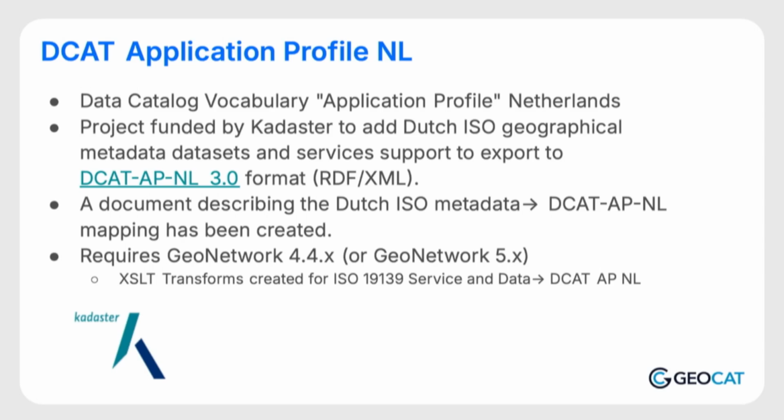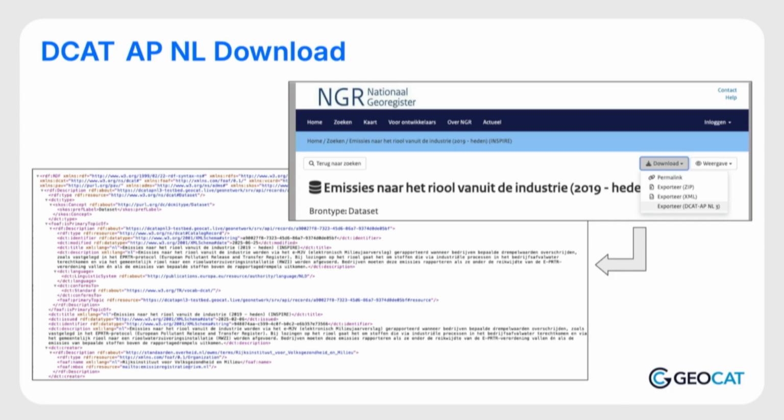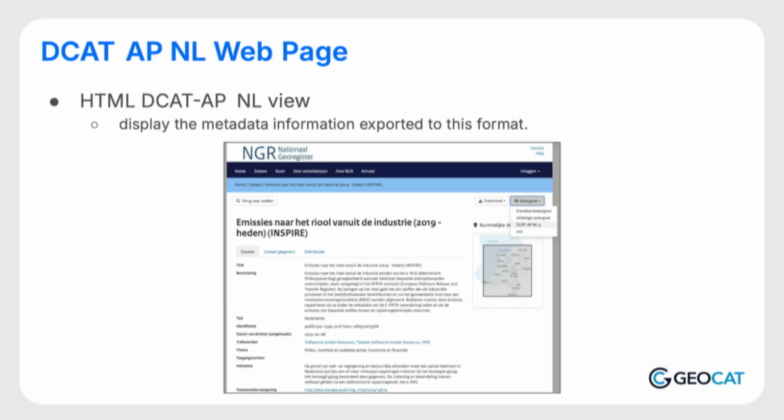And the result was a document describing how to map from the ISO records in GeoNetwork to the DCAT application profile. Using this document, we've been able to make transformations so that we can publish the records according to this profile. So this is a very positive development. With this work in mind, you can now export and download the document in this profile. You can actually display a very simple web page.